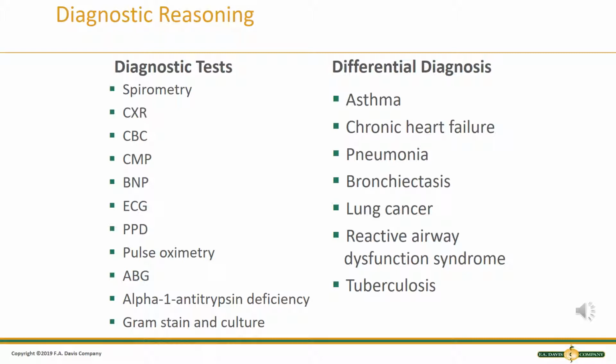Testing for alpha-1 antitrypsin deficiency should be done in patients who are younger than 45 years and whose spirometry results demonstrate COPD, but they have minimal or no smoking history or a family history of COPD. In a bronchitis exacerbation, you can do sputum cultures, but this is rarely seen in the outpatient setting.